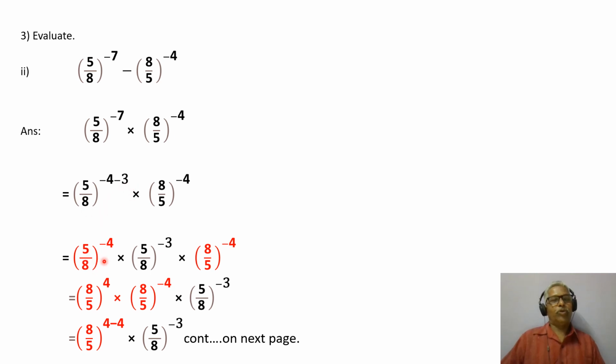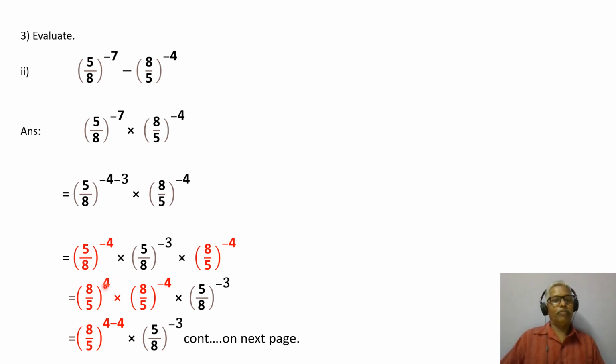Now separate this. Okay, 5 upon 8 raised to minus 4 into 5 upon 8 raised to minus 3. Okay, why is this multiplied? If you don't understand, write to me in the comment section. Okay, or it's better if you try to understand it. Okay, so I separated these terms, writing this term as it is, 8 upon 5 raised to minus 4. Okay, now you know this famous law, we have been using it for many problems.